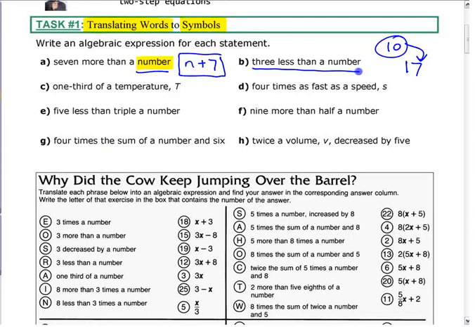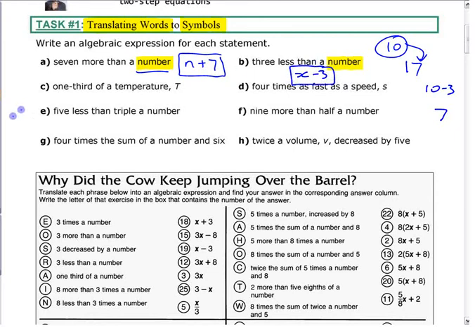3 less than a number. Start with what you're going to use for the number. Maybe you use x. It doesn't matter what you use. If x is the number, what's 3 less than that number? What's 3 less than 10? 7, right? What do you do to the 10 to get to the 7? Minus 3. So you do the same thing here, x minus 3, right?